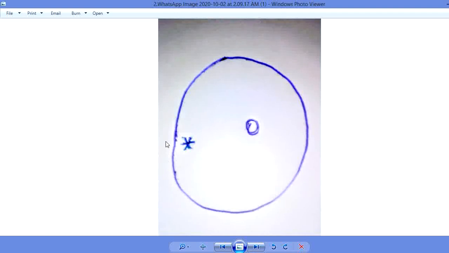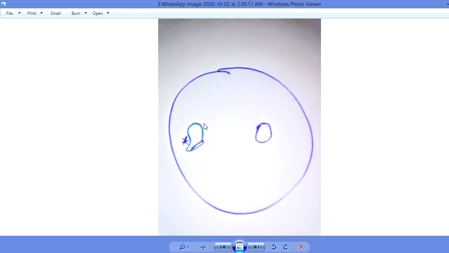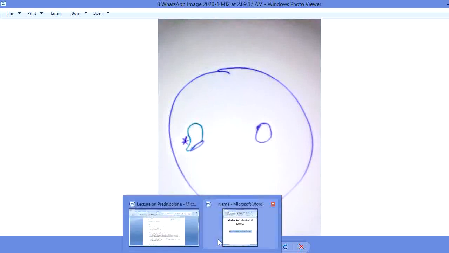In this diagram we can see that this cortisol has entered into the affected cell. Now what will happen? Inside the cell there is a special type of protein for binding with the steroid, for any steroid, but especially we are talking about the cortisol. So the cortisol will bind a special type of protein, and this protein is called a glucocorticoid receptor.